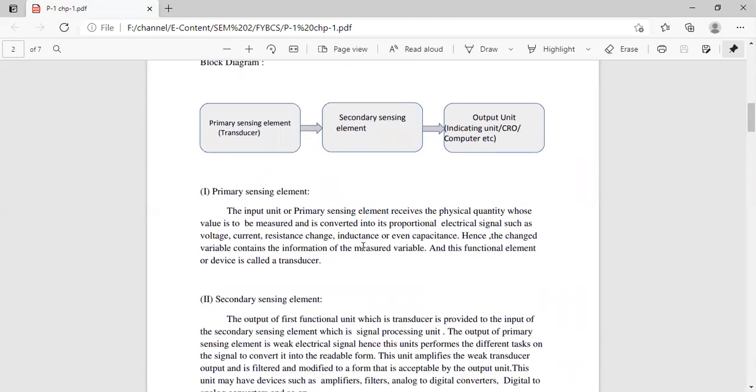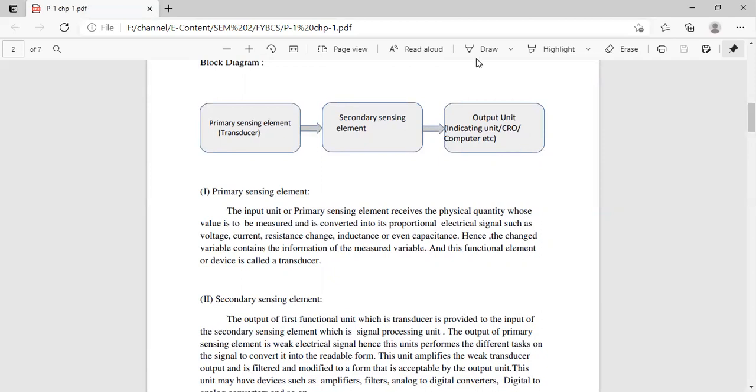All right, now we'll go in detail with all three stages. The first stage is the primary sensing element. As I told you, the primary sensing element may be your sensor or transducer. In this element, the input unit or primary sensing element receives the physical quantity whose value is to be measured. What is the function of the first stage? We use it for sensing any kind of physical quantity, and it is converted into a proportional electrical signal such as voltage, current, resistance, inductance, or even capacitance.